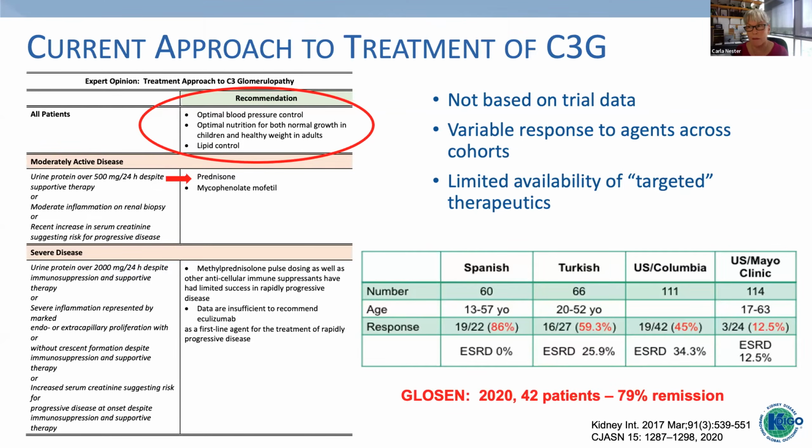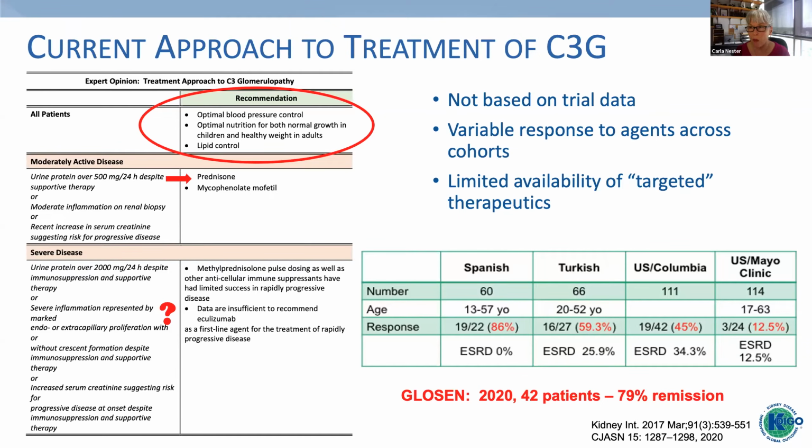I did want to bring up some of the more recent data, though. The Spanish group has been very good about continuing to bring data forward to us. They presented 42 patients in a manuscript in 2020 that had 79% remission. So please, please, please remember, you absolutely may have some CellCept, or mycophenolate, responders.